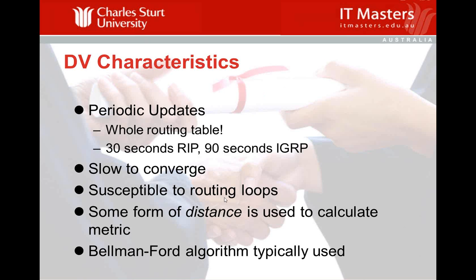And some form of distance is used to calculate the metrics. So usually it's a hop count with distance vector protocols, typically just a hop count. And they're usually limited. So RIP, for instance, has a hop count limitation of 15. So if there's any more than 15 hops between you and the network you want to send to, RIP just says, no, bad luck, doesn't send at all. And lastly, the Bellman-Ford algorithm is typically used. It's just a certain type of algorithm that's used to work out which is the best route.